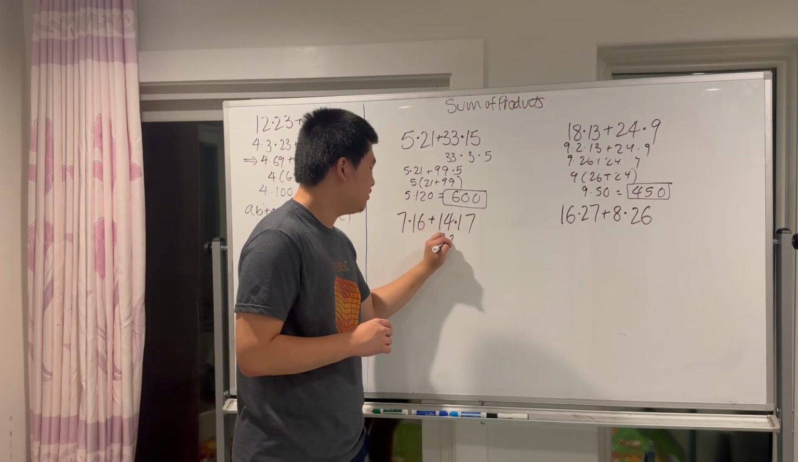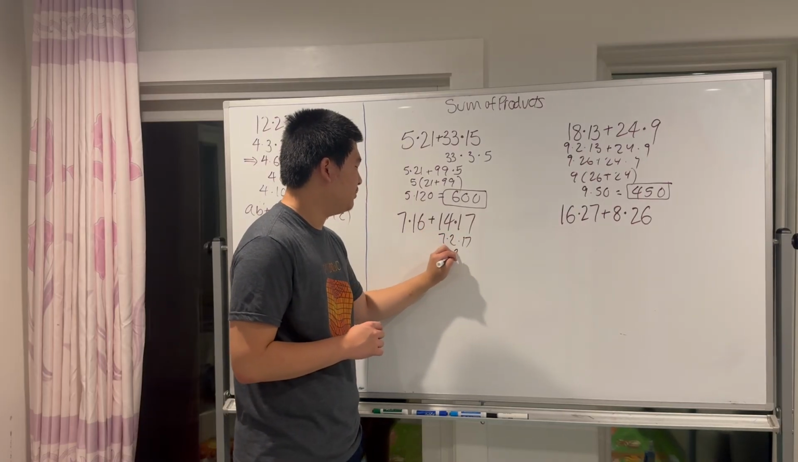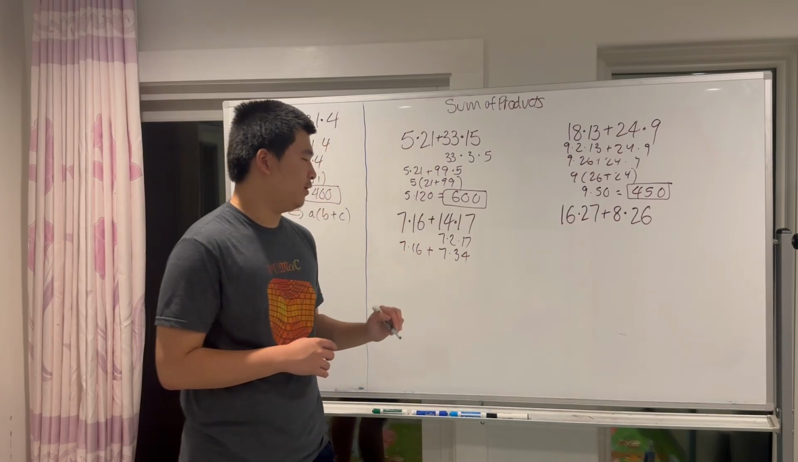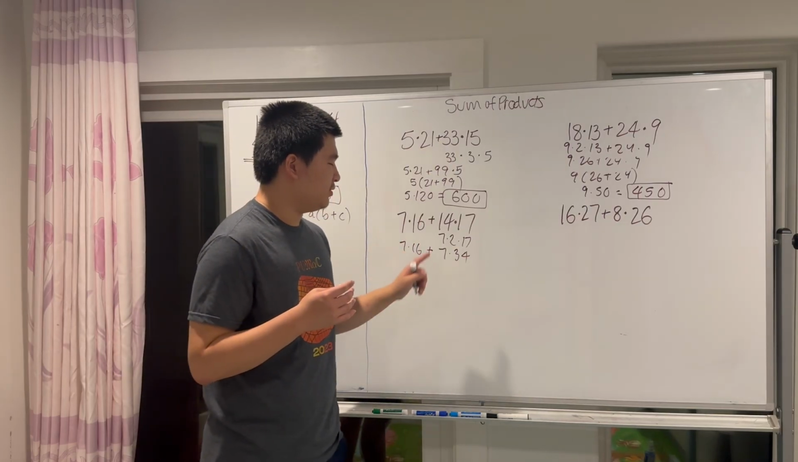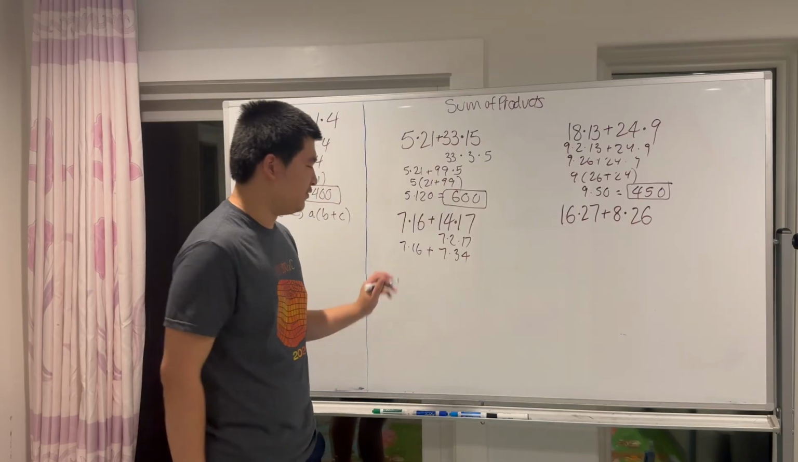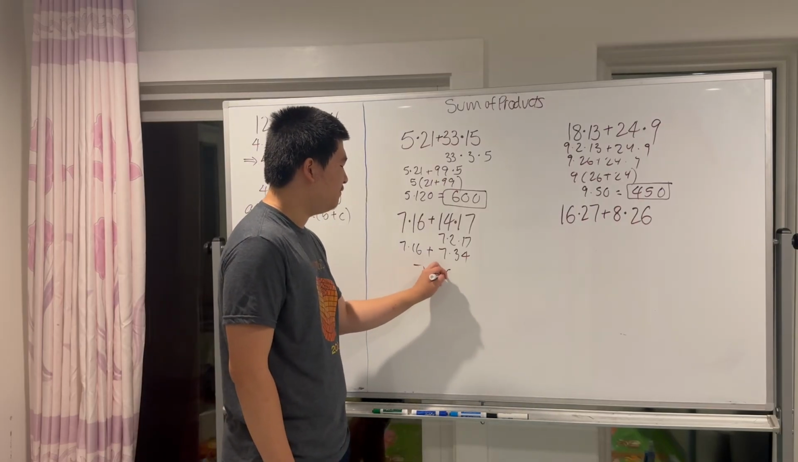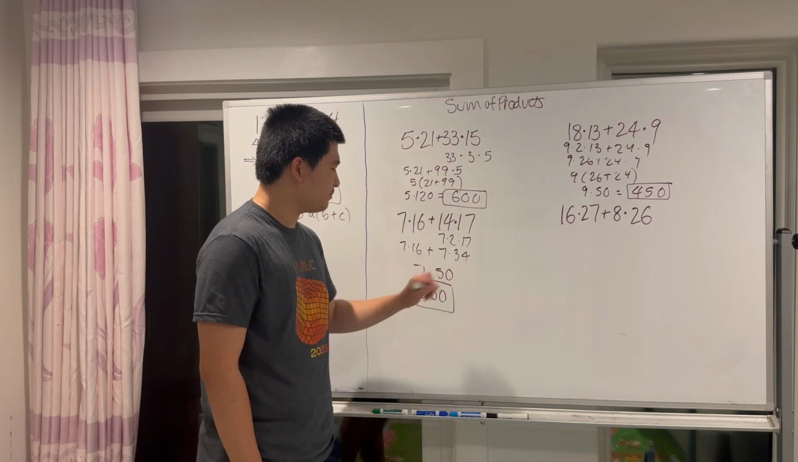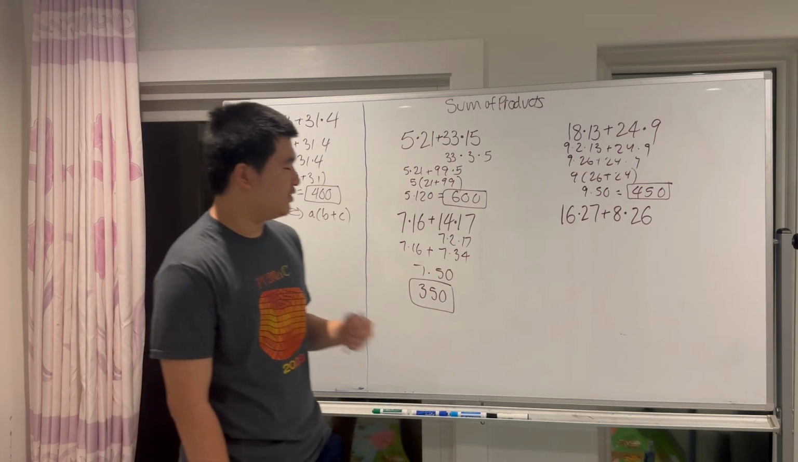So it's going to be 7 times 2 times 17, which is 7 times 34. So 7 times 16 plus 7 times 34. 16 sevens plus 34 sevens. How many sevens does that give us in total? 7 times 50. So it's 350. Very nice. Last problem, very similar.